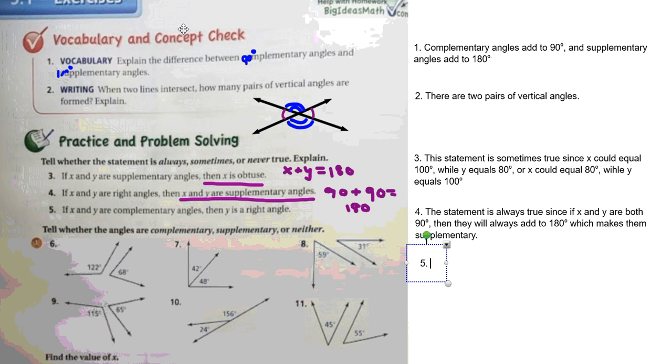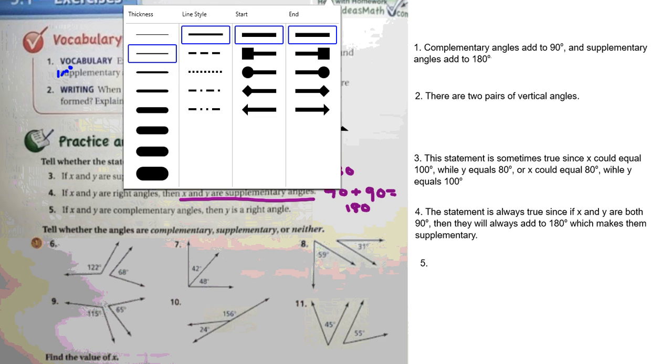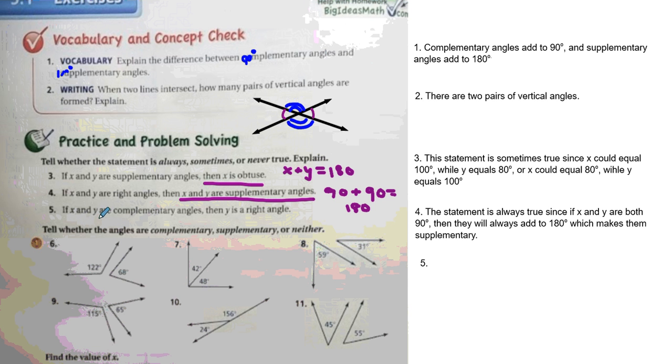If x and y are complementary, it means automatically that they must add to 90 degrees. So x and y add to 90 degrees. Then y is a right angle. Is that sometimes, always, or never true? Well, it says x and y are complementary. They add to 90 degrees. It says y is a right angle, meaning y is 90 degrees. So can y be 90 degrees if x and y add up to 90?